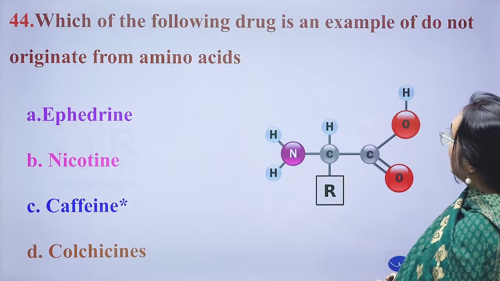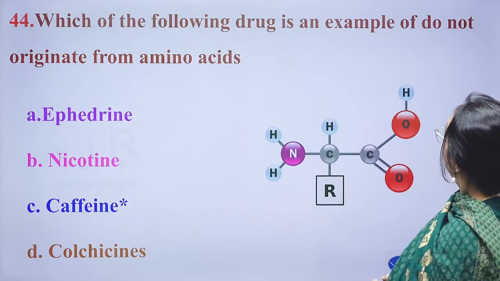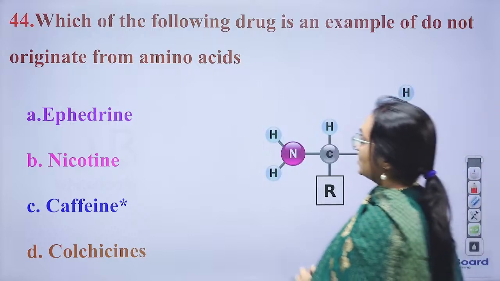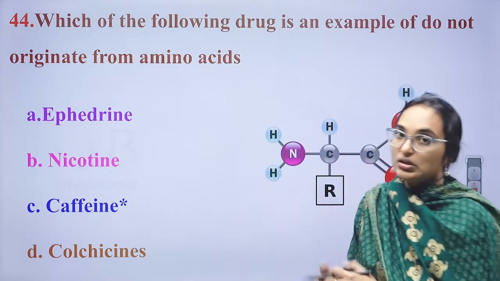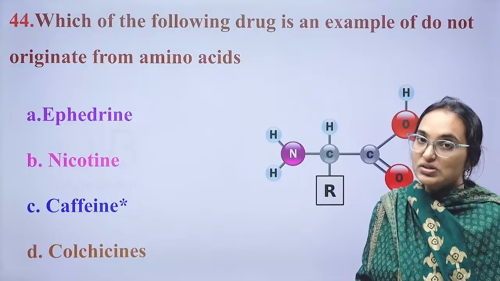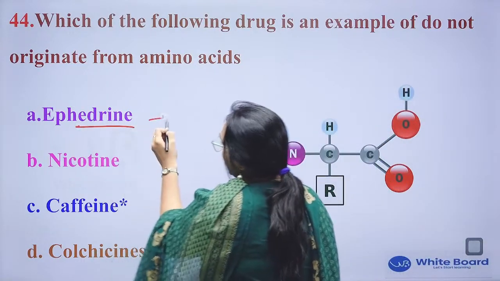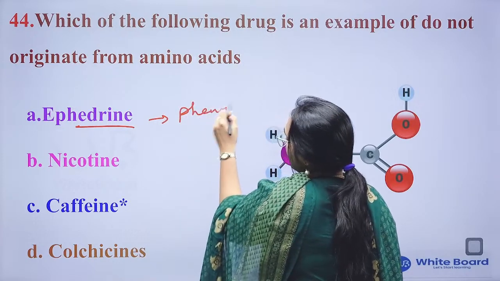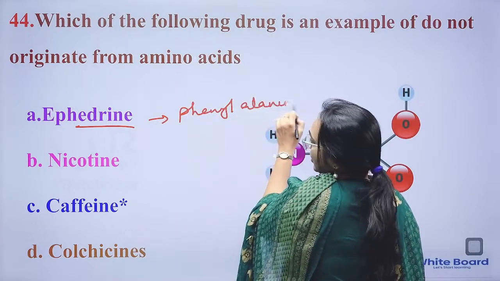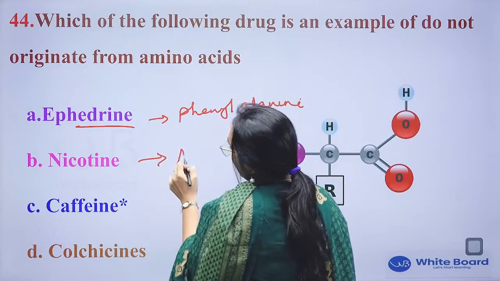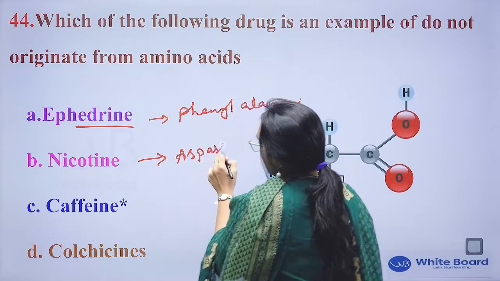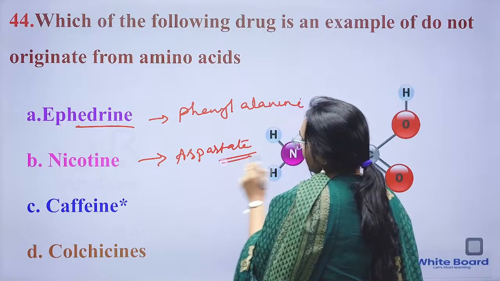Which of the following drugs is an example that does not originate from amino acids? The drug which does not originate in its biosynthesis from amino acid. If you see here, ephedrine is obtained from the precursor phenylalanine. So nicotine is from aspartate sometimes, okay, aspartate.